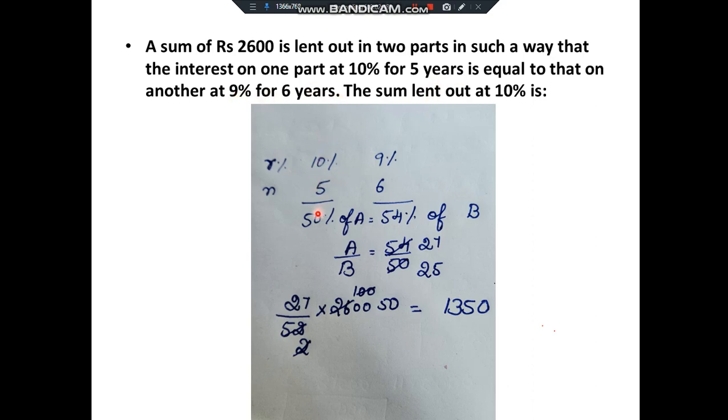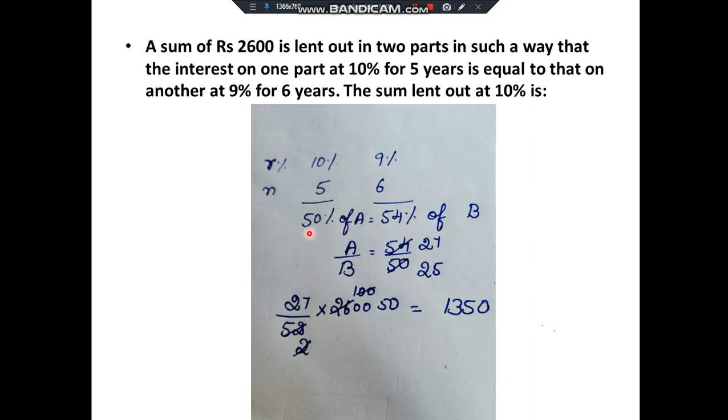That is rate of interest per annum is 10%. So for 5 years it is 10 into 5, which is 50%. Similarly, 9% and 6 years. So 9 into 6, which is 54%. What is this 50% and 54%?